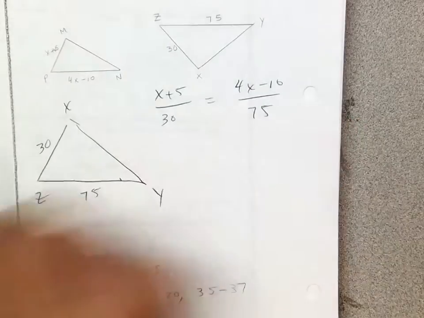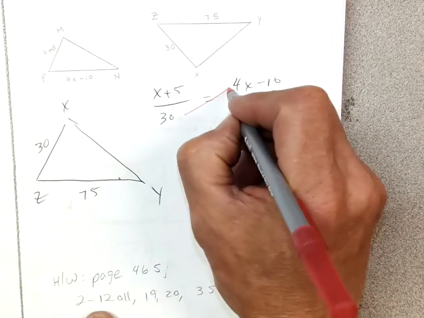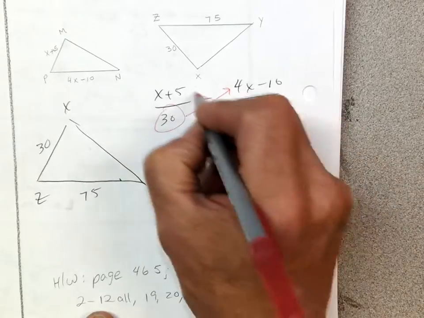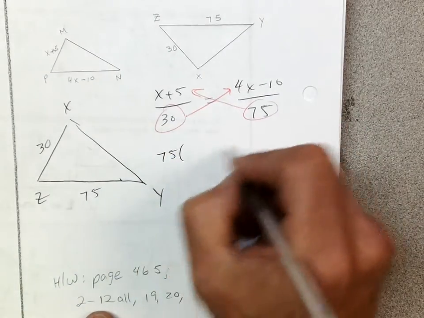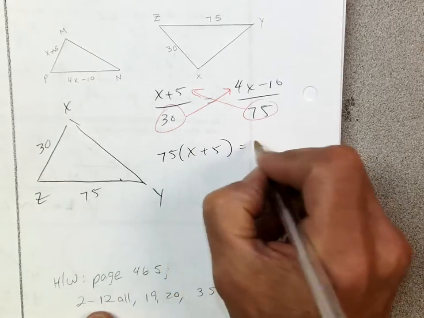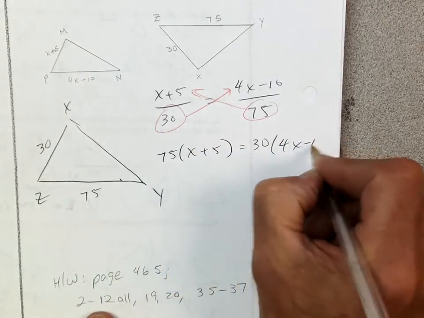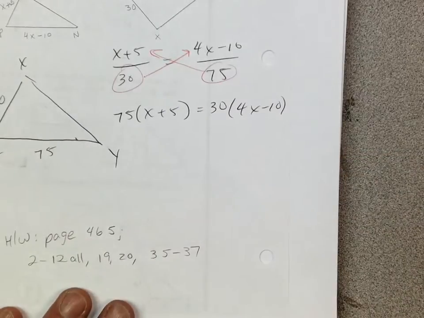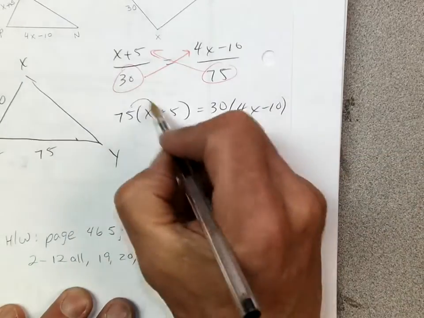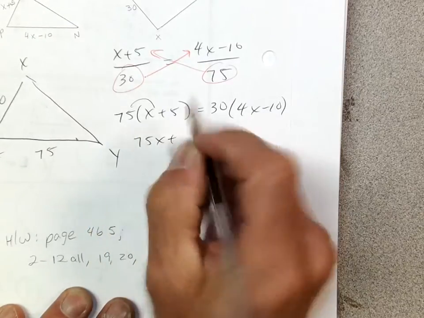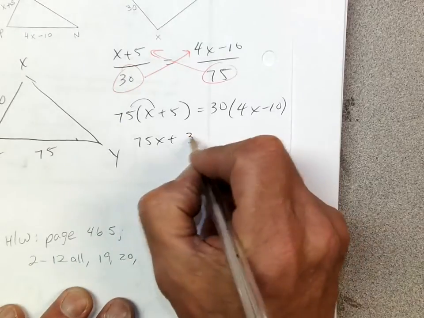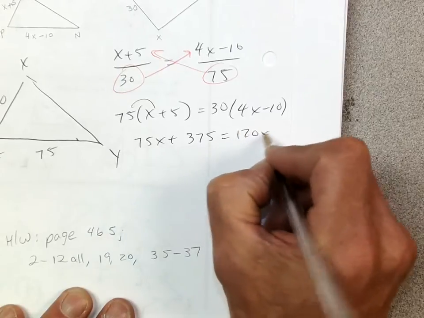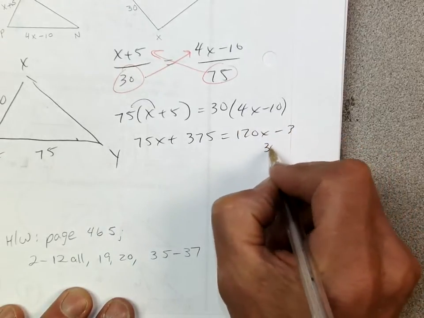Okay, so let's cross multiply. So remember how we cross multiply? I'm bringing this up there. And I'm bringing this up there. Remember how to cross multiply? So I'm going to make it 75, thank you, times x plus 5 equals 30 times 4x minus 10, right? Now it's getting easy, right? 75x plus, I should know 75 times 5, but it is eluding my brain right now. 375 plus 120x minus 300. I'm running out of room, okay.